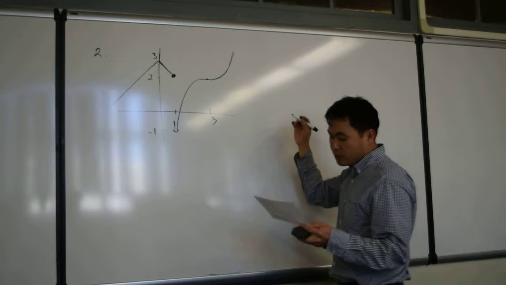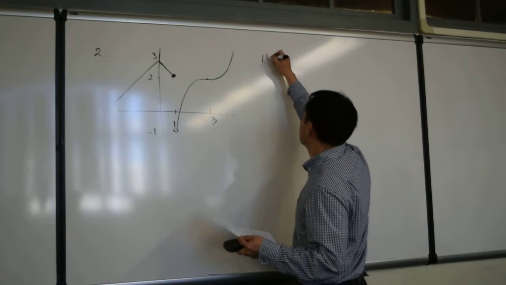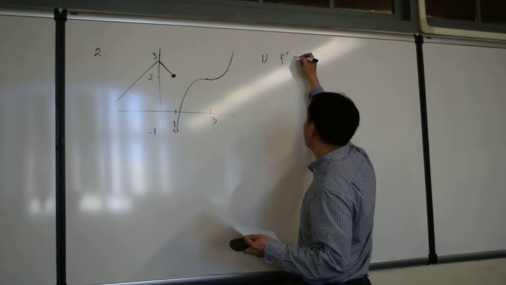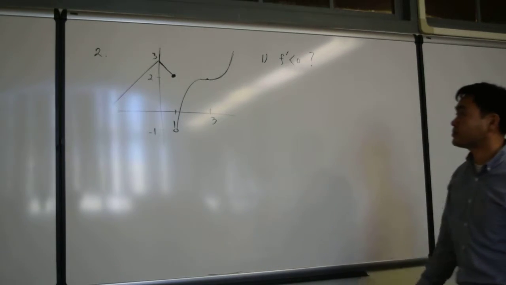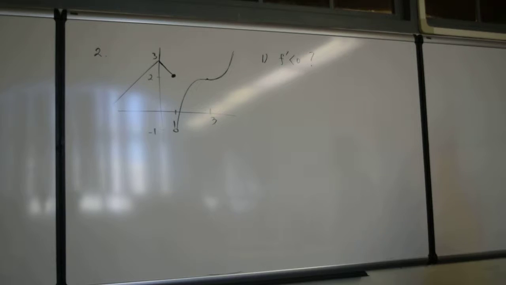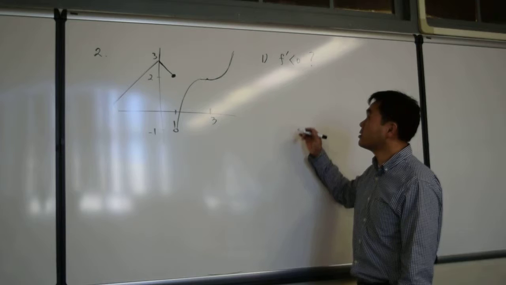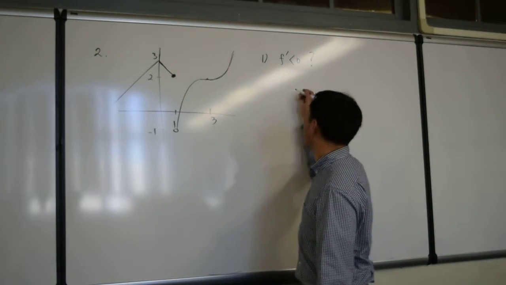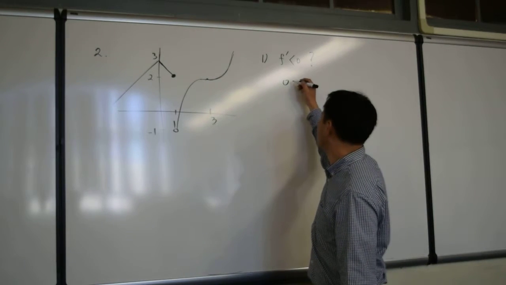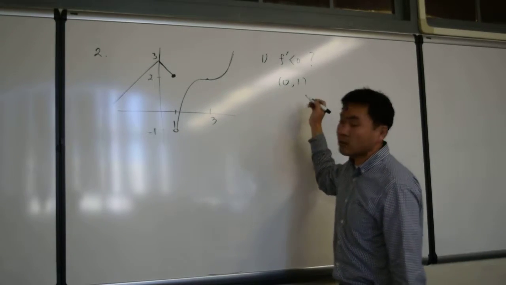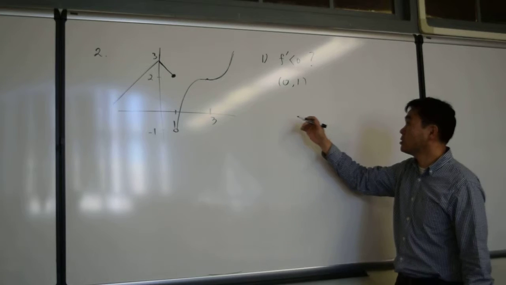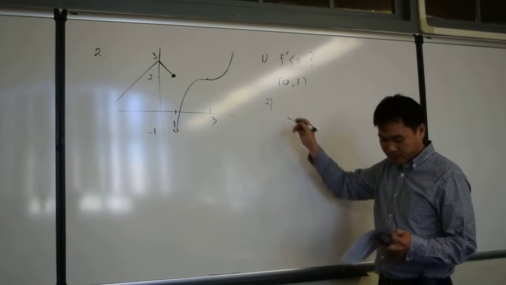Now, question 1. When is f prime less than 0? Okay, f prime is less than 0. That means the function is decreasing. So it must be between 0 and 1. So in this interval, 0 to 1, the function is decreasing.